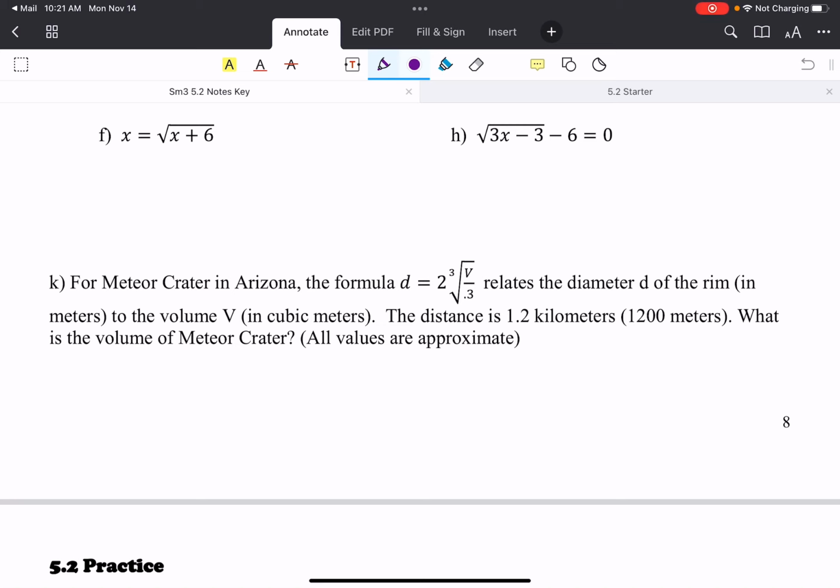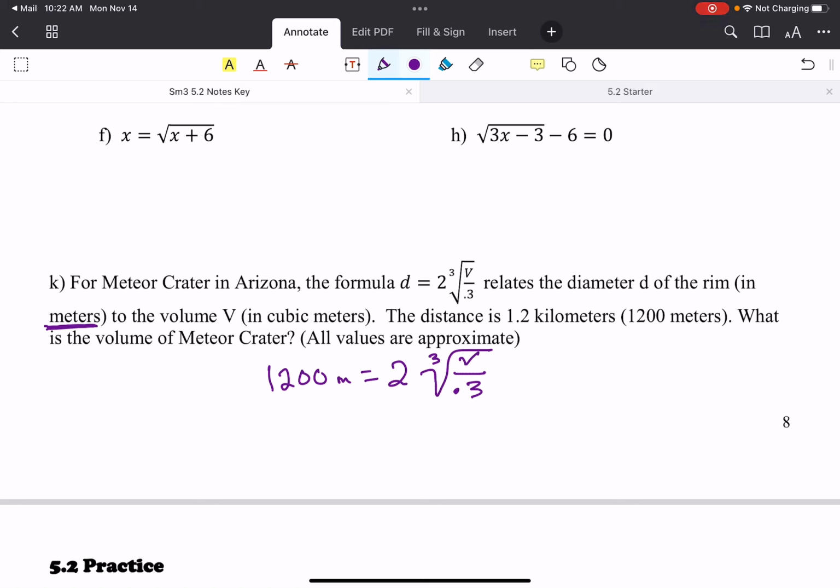Cube root of D over 0.3. And you solve. What is D? 1.2. Okay. Does D need to be in kilometers or meters? Meters. This part right here tells us that it's in meters. D is in meters. So 1,200 meters is equal to 2 times the cubed root of V over 0.3.